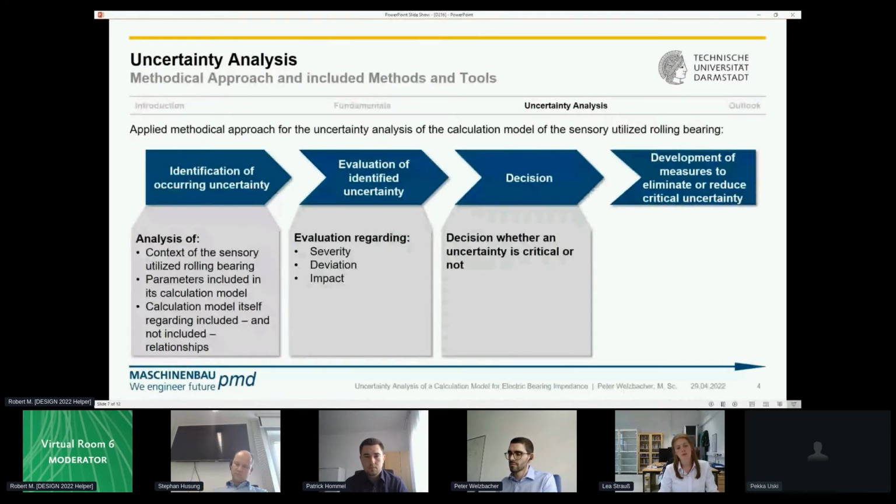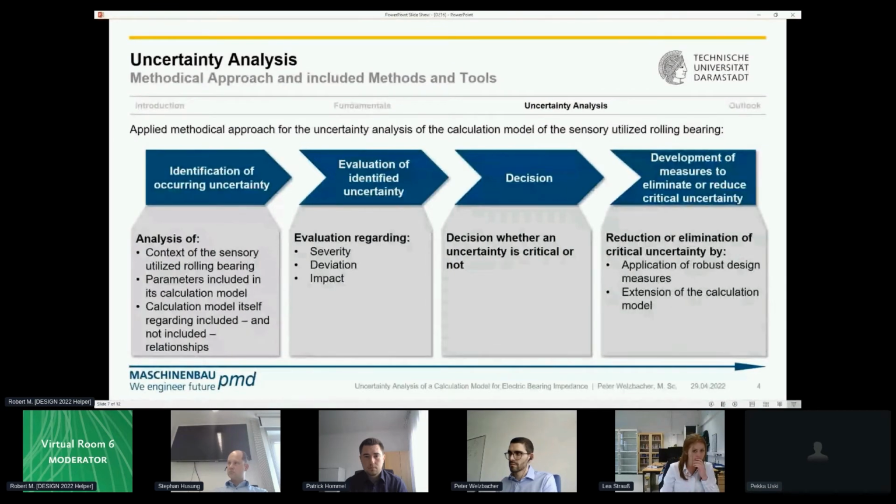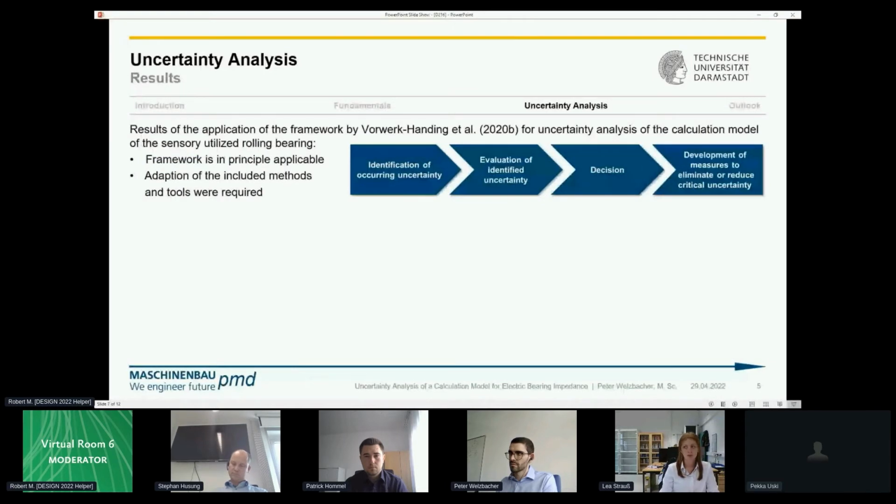If an uncertainty is considered critical, measures for its reduction or elimination are developed in the last step of the methodical approach. So, what were the results of the uncertainty analysis of the calculation model of the sensory utilized rolling bearing? First of all, we found the initial approach for uncertainty analysis by Vorwerk-Hanning et al. in principle applicable to the calculation model of the sensory utilized rolling bearing. However, some adaptations had to be made in terms of the therein included methods and tools in order to be able to apply these to the calculation model of the sensory utilized rolling bearing in a meaningful way.